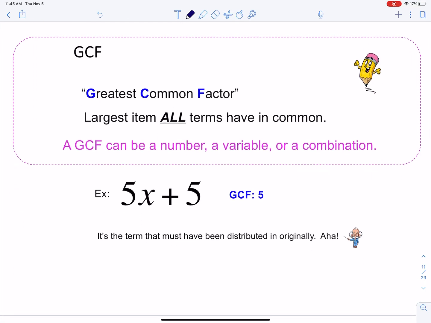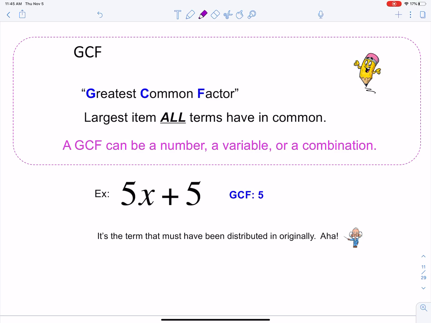Keep those pencils out because you are writing the definition of our GCF. GCF stands for greatest common factor. Once again, GCF stands for greatest common factor. The greatest common factor is the largest item all terms have in common. A GCF can be a number, a variable, or a combination.